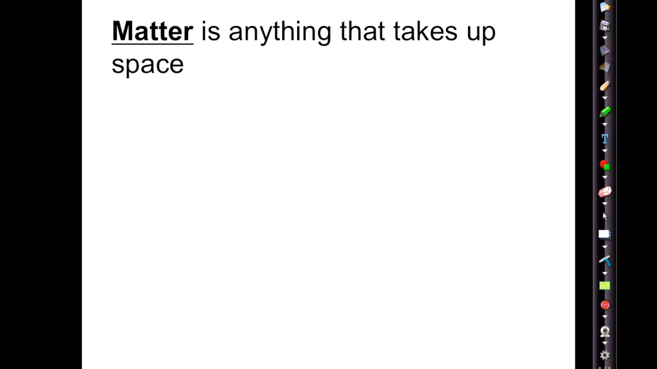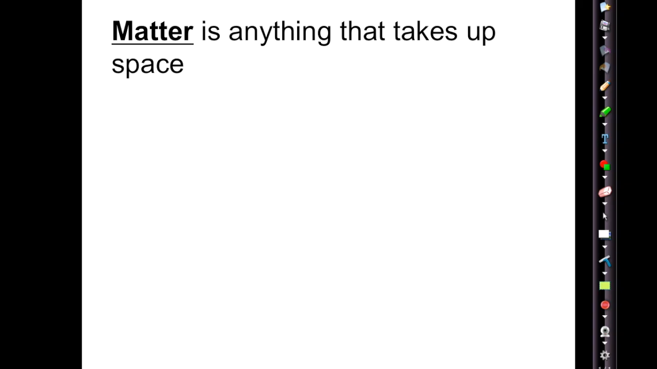Now, obviously, that can refer to a lot of different things, so it's important for us to have different categories, different ways of describing matter based on similarities and differences, specifically types of properties, physical and chemical properties. And we'll be taking a look at that in today's lesson here in just a little bit.